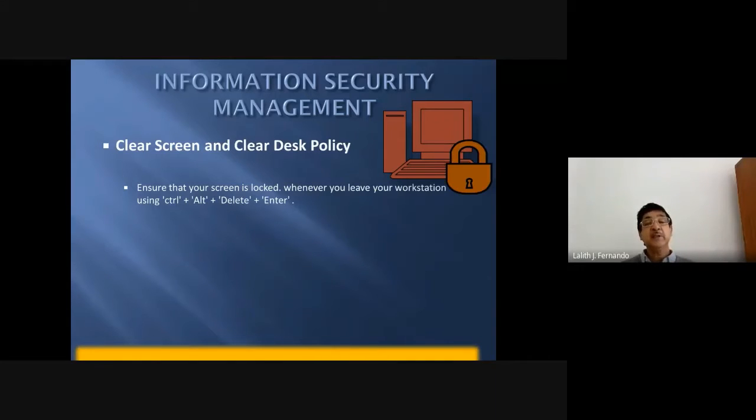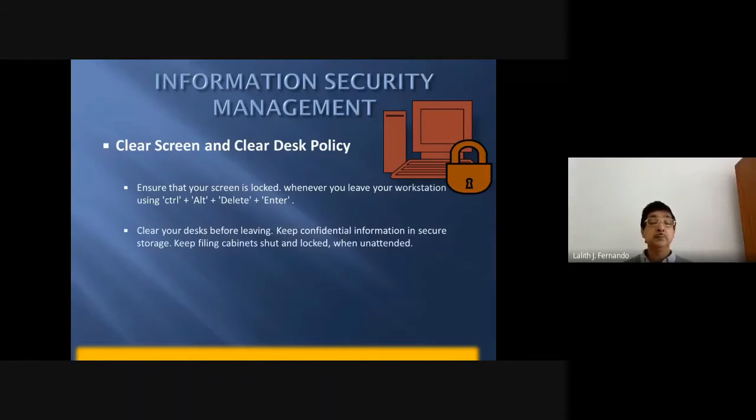Ensure that your screen is locked whenever you leave your workstation using Control, Alt, Delete and Enter. Now, once your password is entered only, you can open the screen. You have to clear your desk before leaving. Keep confidential information in secure storage. Keep filing cabinets shut and locked when unattended.